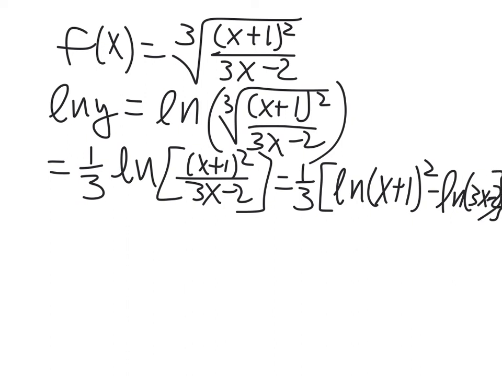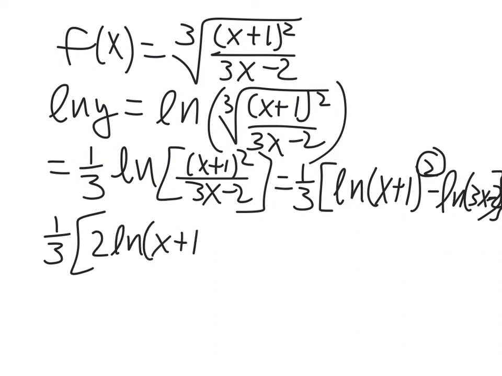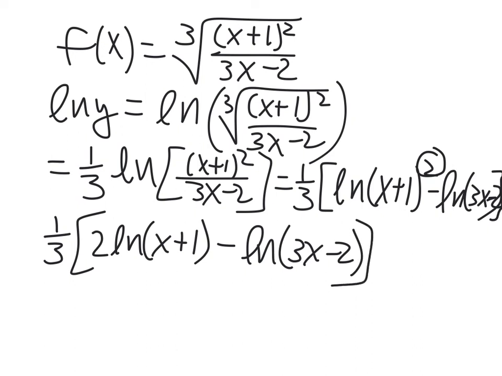Okay. And then there's also one more thing we could do here. This exponent could come out in front of just that one part. The 1/3 will be multiplied by both parts, but the 2 will only be multiplied by this first part. Okay. And, well, that's still just f of x. Now we take the natural log of f of x, natural log of y.